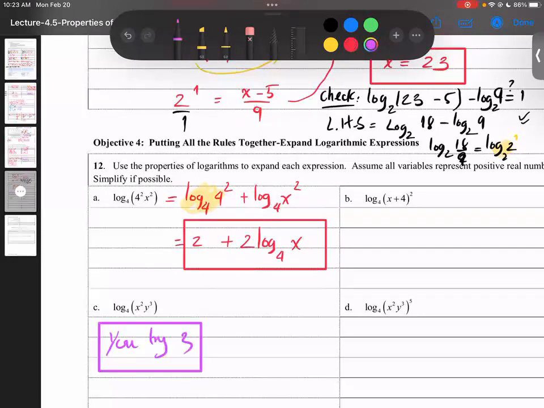Any suggestion for B? Well, the first thing I see, I'm going to bring down the 2, right? So 2 times log base 4 of x plus 4. Am I done here or should I expand more? I'm done, right? I know that it's very tempting to distribute the log, but no, we don't have that rule. So we're done. Very good, we're done.